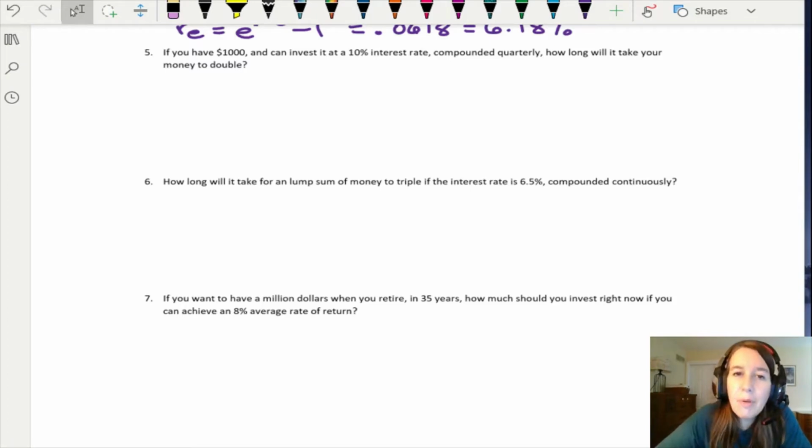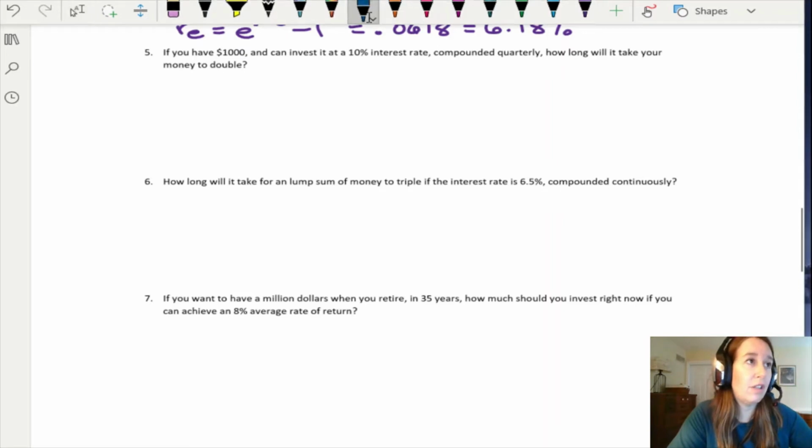Okay, let's look at a couple more examples of the finance formulas and solving for different parts of the equation. It says if you have $1,000 and can invest it at a 10% interest rate, compounded quarterly, how long will it take your money to double? This is a pretty commonly asked question, the doubling time of money or the tripling time of money, that kind of thing. So for this example, we actually know that we have $1,000.